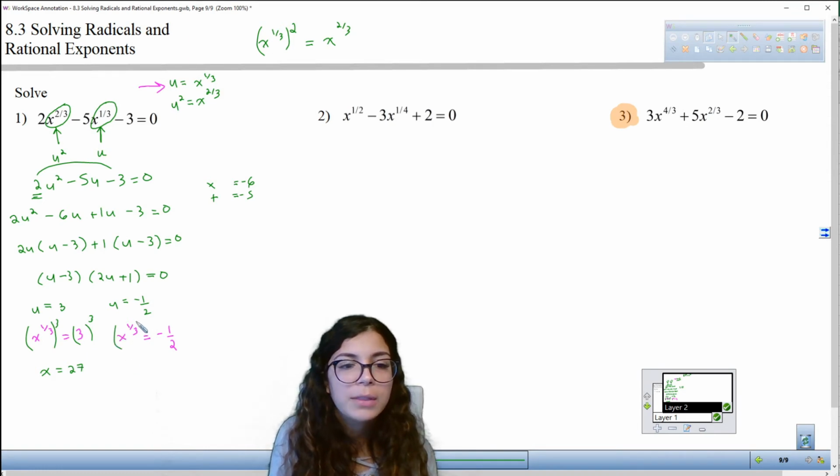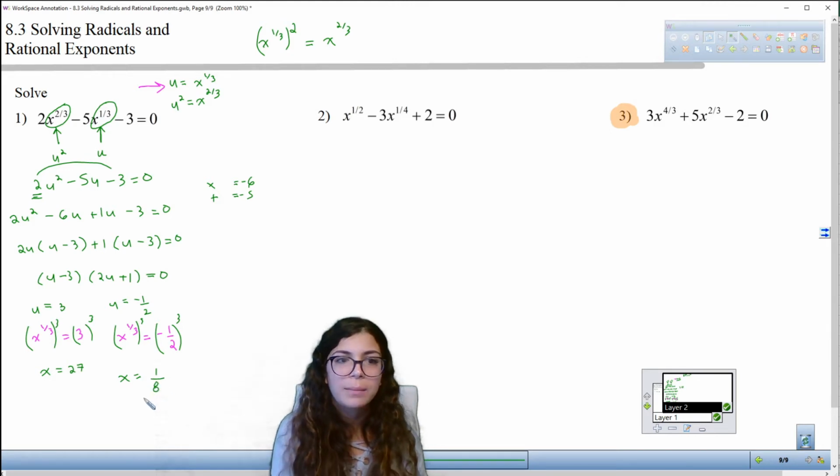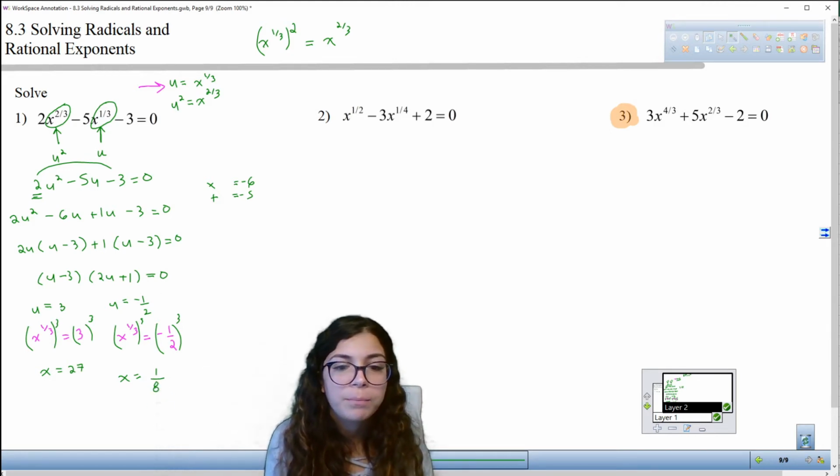Okay, and then for this problem, we're going to do the same thing, raise both sides to the power of 3. So we get x equals -1 to the power of 3 would be -1, 2 to the power of 3 is 8. So we get -1/8. Okay, so now we can check this answer.